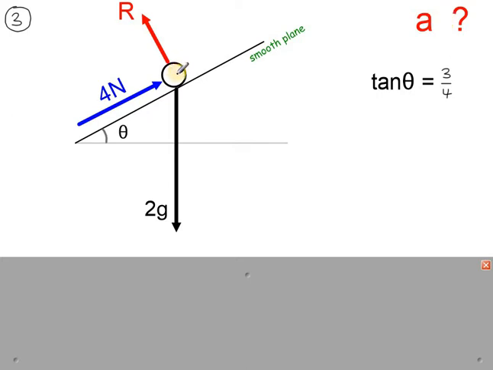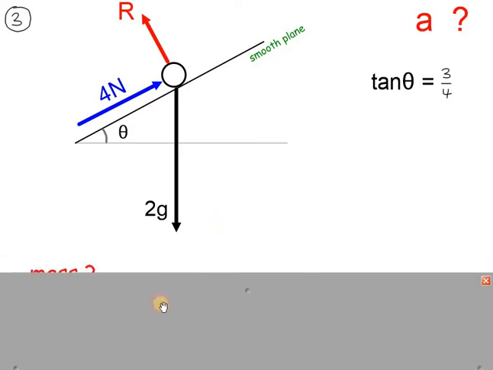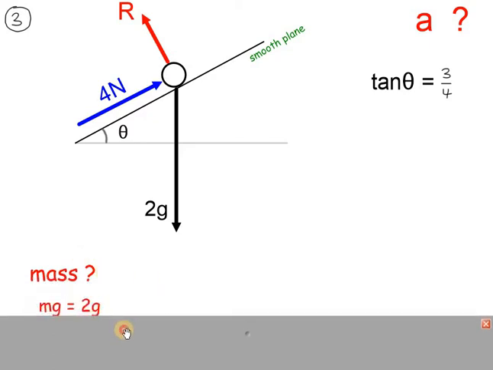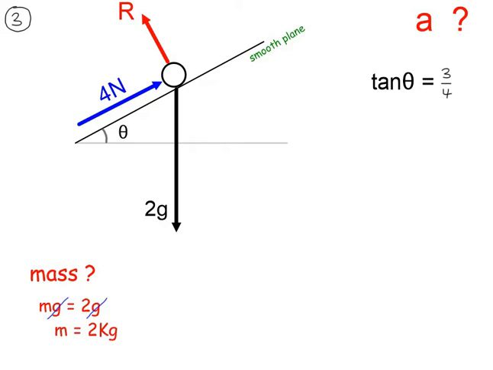We know that there will be acceleration somewhere, either up the slope or down the slope, but we don't know at the moment which direction it will be in. The mass of the particle is not given, but we know the weight is m times g. So to calculate mass, we make the weight equal to mg, and then by just crossing out the g's, we know the mass is 2 kilograms.